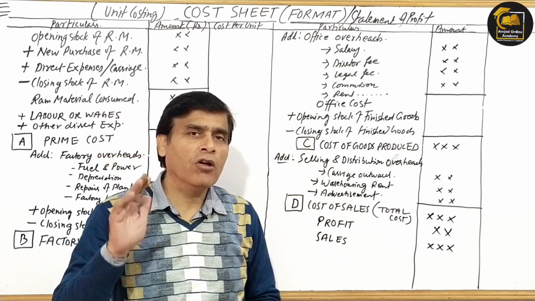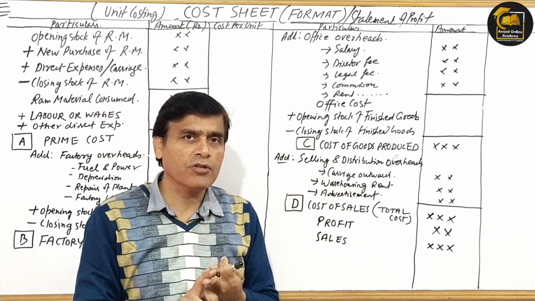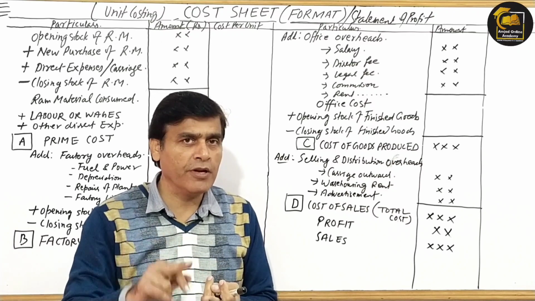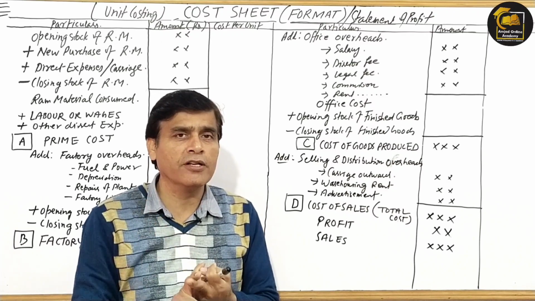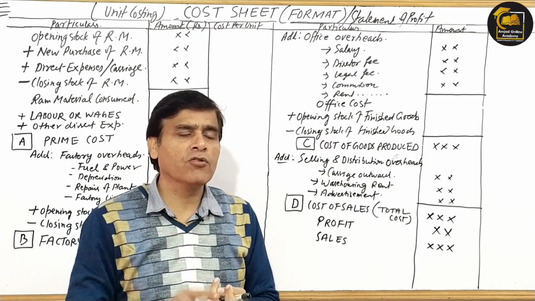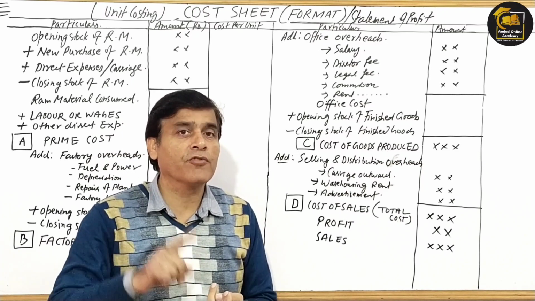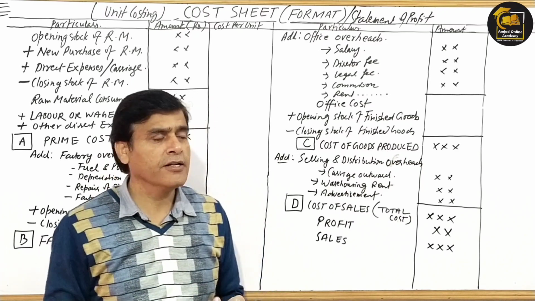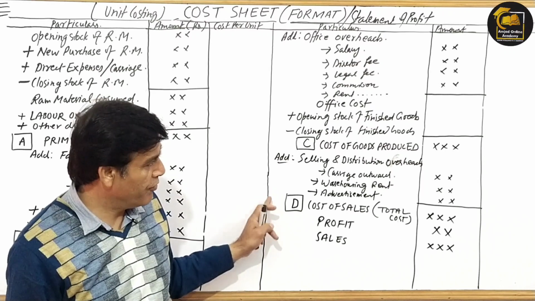So this is all about just clearing the concept of the cost sheet here, why it is prepared. As I have told you, it is prepared to calculate the profit, and that's why it is known as the statement of the profit or the statement of cost and profit, right? It is statement of the cost and profit.